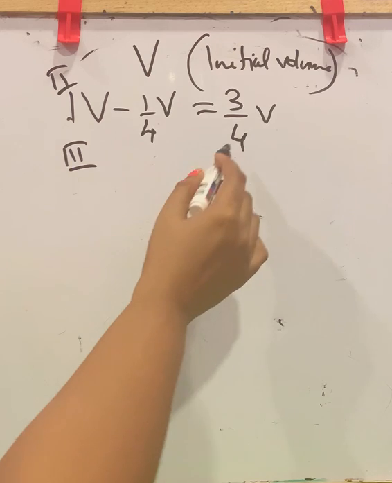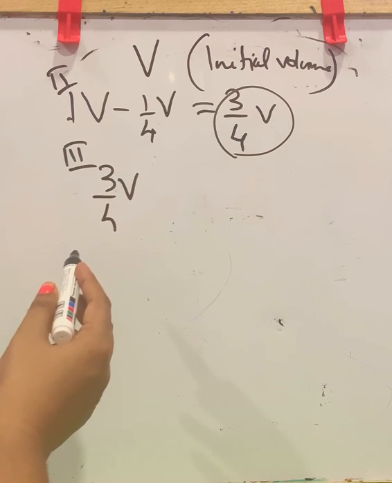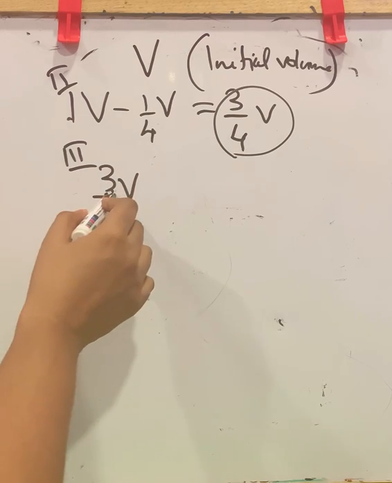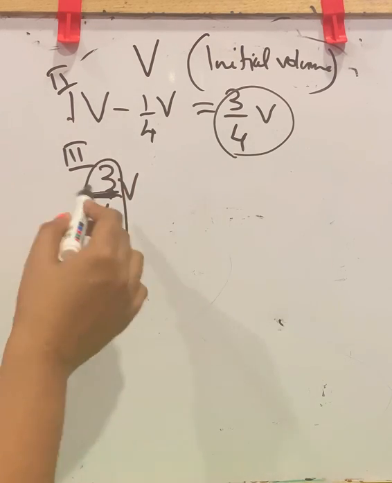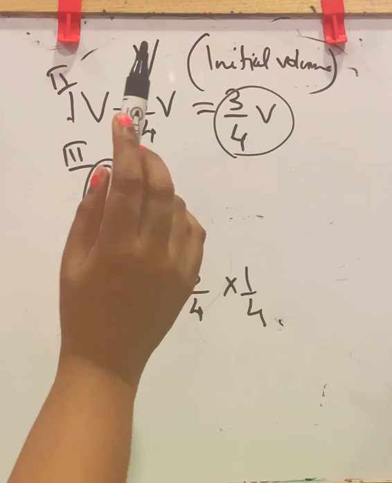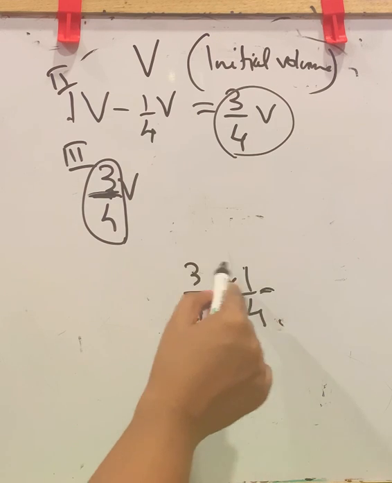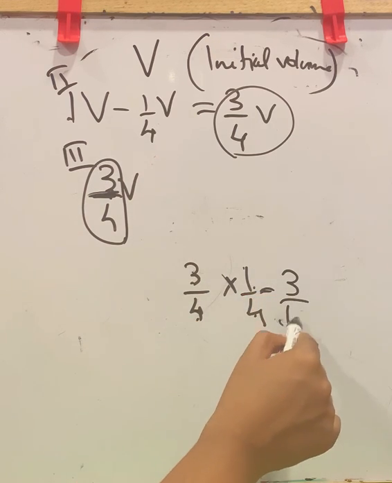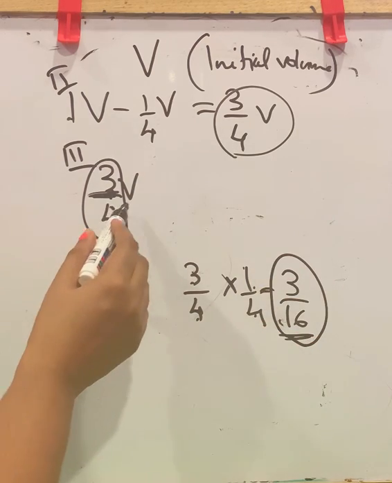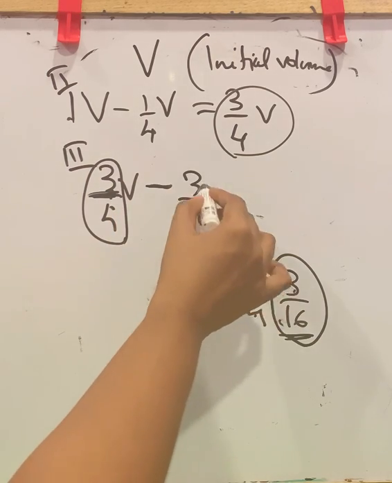Now, third term. Now, this is the remaining volume. 3/4 volume is the remaining volume. And out of that, you have to subtract 1/4 of this volume. So, first you have to find what is 1/4 of 3/4. For that, 1/4 of 3/4 means you have to multiply this. Of means the simple multiplication. So, 1/4 of 3/4, we will get 3 ones are 3, 4 fours are 16, 3 by 16. Now, this is the 1 by 4th of this. Now, that you have to subtract from this. So, minus 3 by 16 volume.